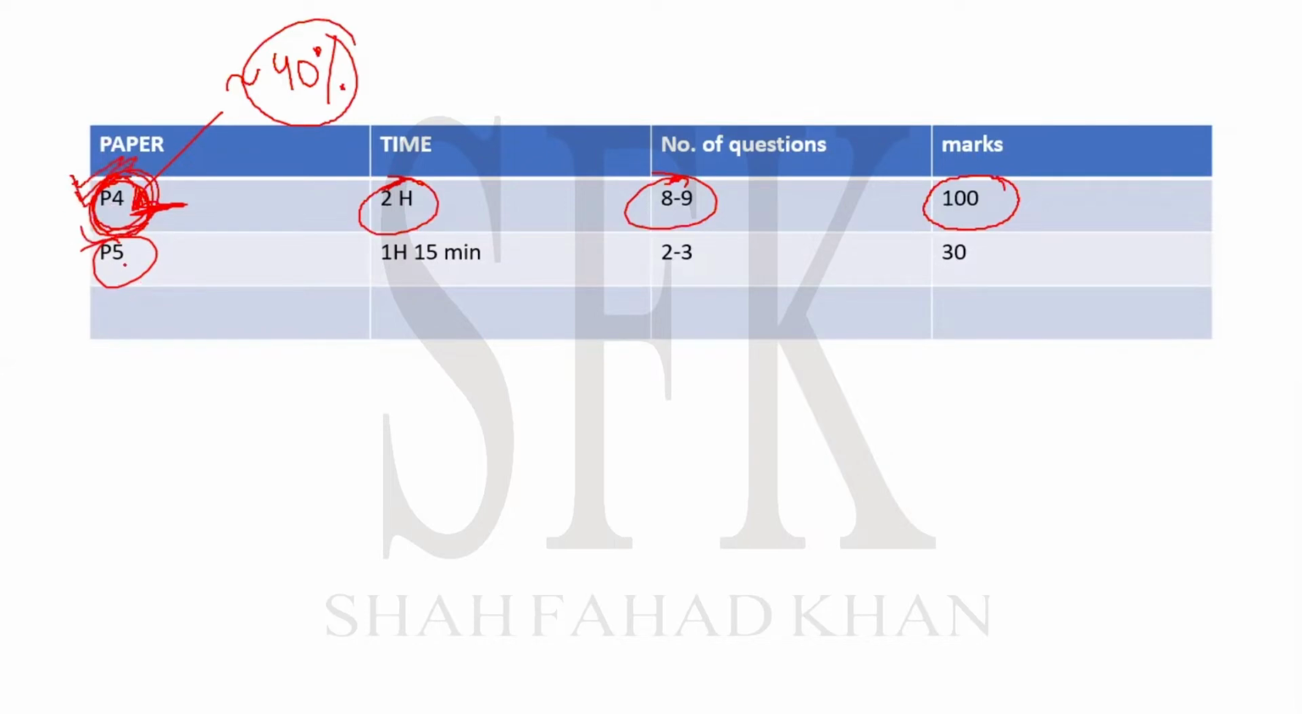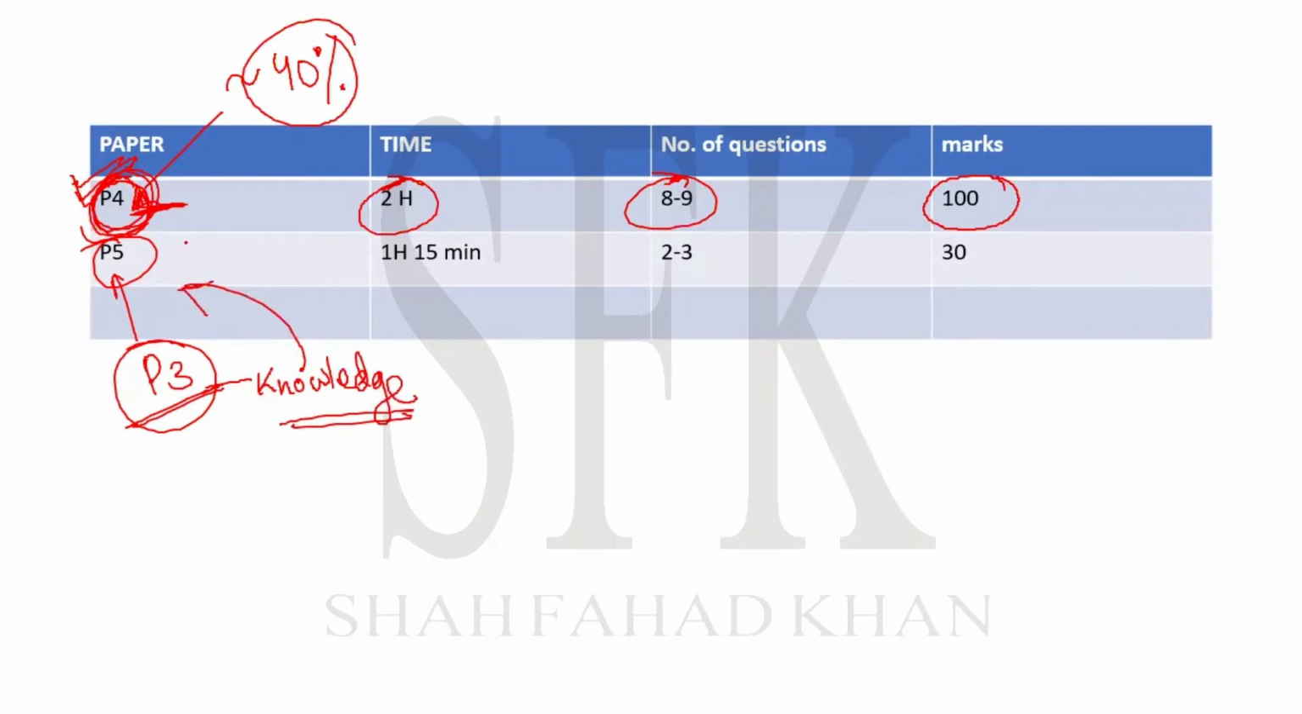Paper 5 is similar to paper 3. It uses the knowledge of P3. Remember P3, the practical paper? That knowledge is applied in paper 5. It is a paper-based question paper with 2 to 3 questions, it is 30 marks, and 1 hour and 15 minutes is the time period given.